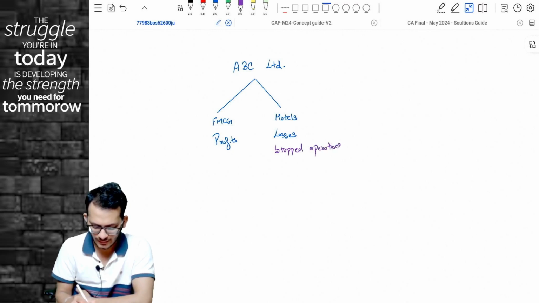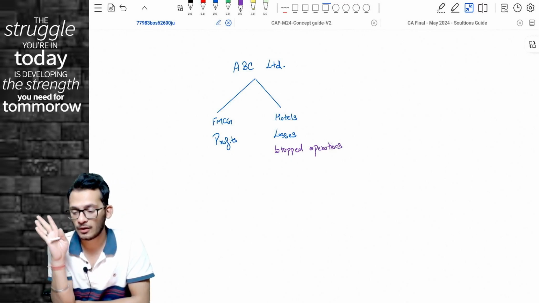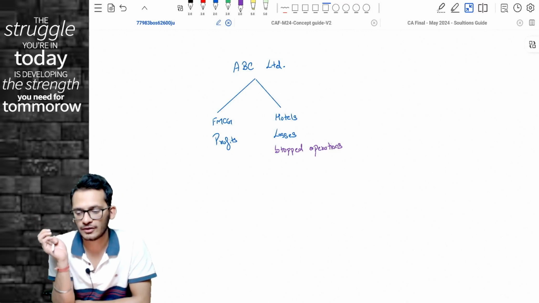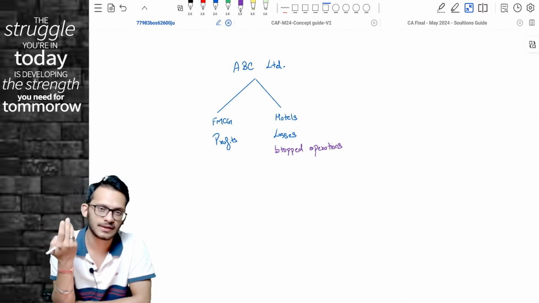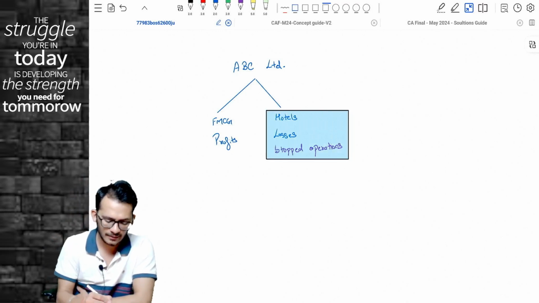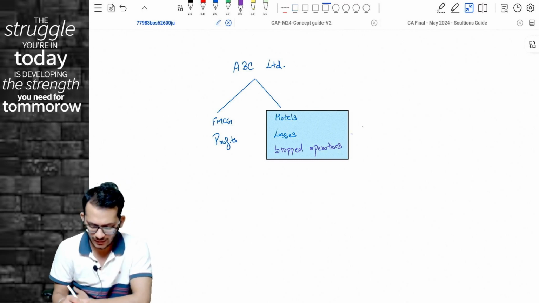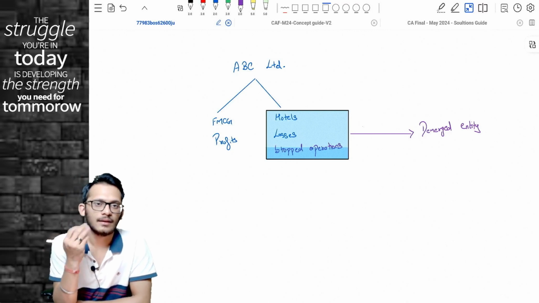Yes. After this happened, ABC Limited decided that it does not want to keep the hotel unit anymore because it is a dysfunctional unit. There is no point of having so many losses showing in my books of account. Let's plan for a demerger. So it was decided that this entity will be hived off and moved to a new demerged entity. Facts clear?